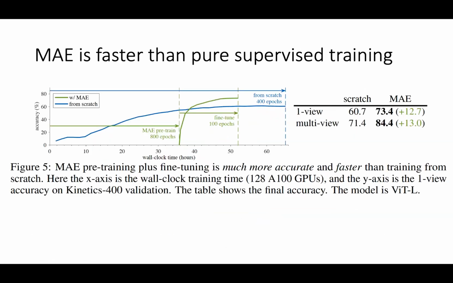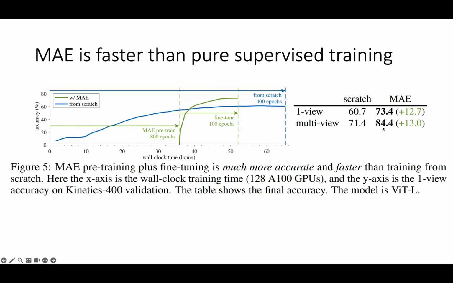So we applied also this speed up in this graph here. What you can see here is the horizontal axis is the wall clock training time. So this is the full training duration plus fine tuning. And the vertical axis is this accuracy again. So what you see here in the blue curve is training from scratch. That means you just train supervised on this data set for 400 epochs, and you get to a final accuracy of around 71% testing. So if you use MAE, you get a very significant boost in accuracy.